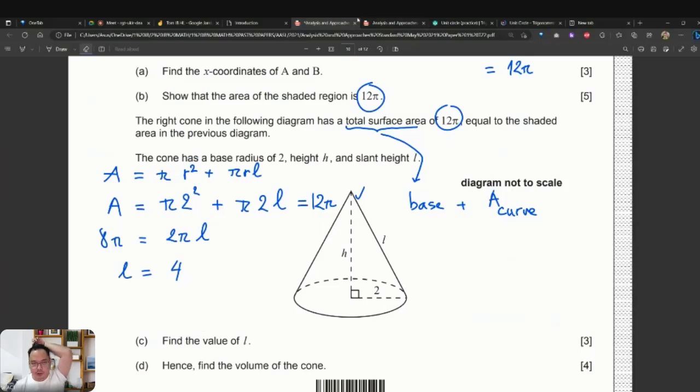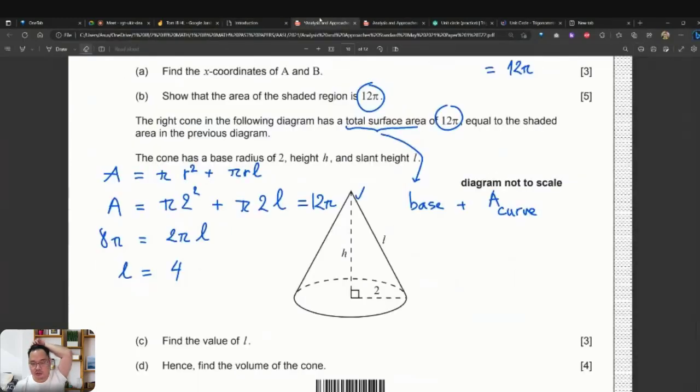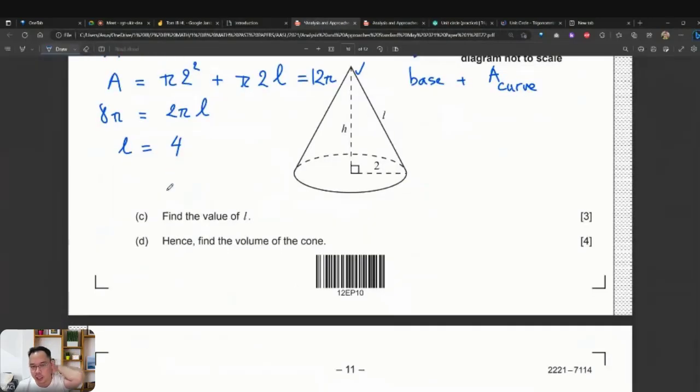And find the volume of the cone. Use the formula here: 1/3 pi R squared times height. Okay, we need to find the height first. According to this diagram, the height is one side of the right triangle. Therefore, we can use the Pythagorean theorem to find the height. Square root of L squared minus 2 squared, or the radius squared. L is 4. 4 squared is 16. 16 minus 4 is 12. Square root 12.